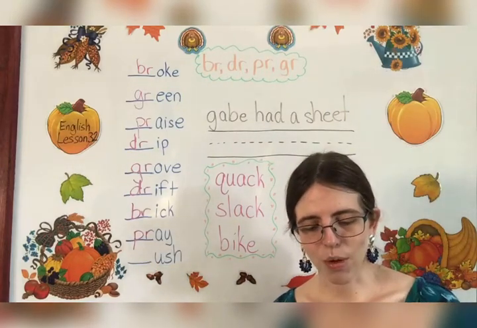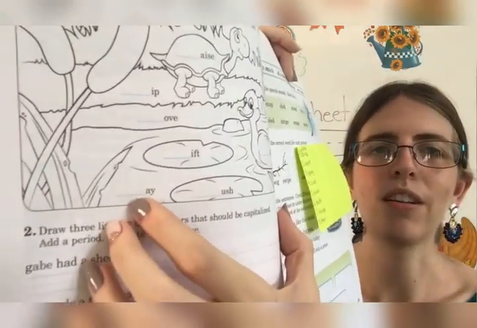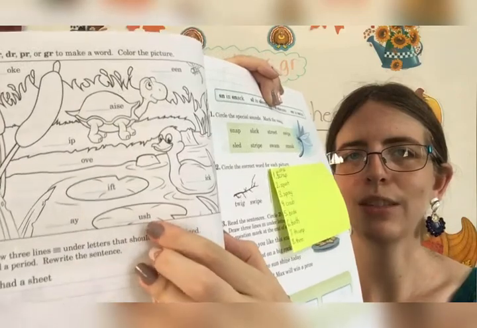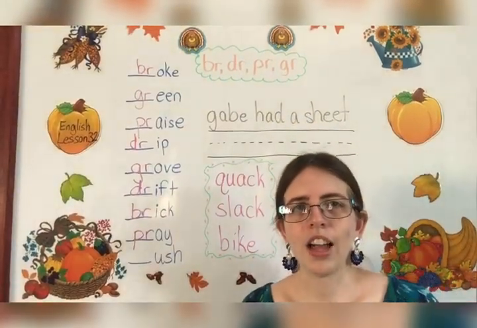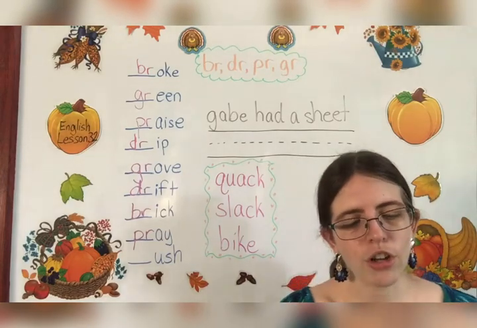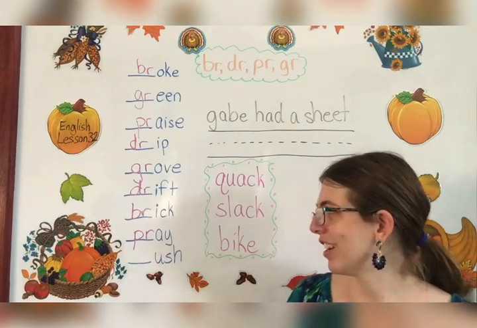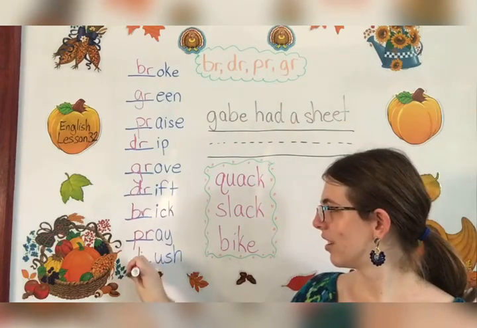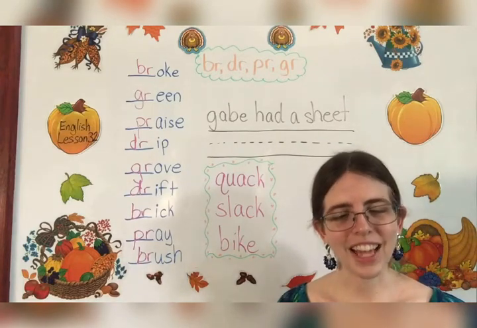Okay, and the last one, by the way, A, if you couldn't find it, is right there in the water of the pond. All right, last one is on the second lily pad. Ush. Brush, drush, prush, grush. Brush. Very good. Okay. So that's how you do that section.